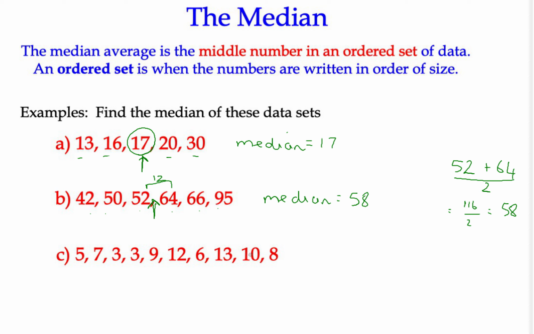And lastly, this is clearly not in order, so I'll just take a moment to reorder it. Smallest number is 3. Okay, so there are 1, 2. Oh, there's 2 3s. What have I got? I've got a 5 and a 6 and a 7 and an 8. So I've got 5, 6, 7, and 8. I've got a 9 and a 10 and a 13.